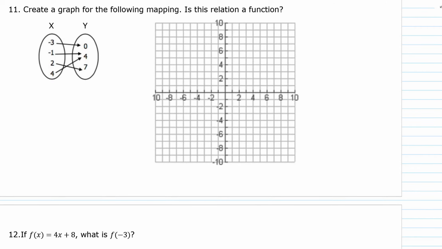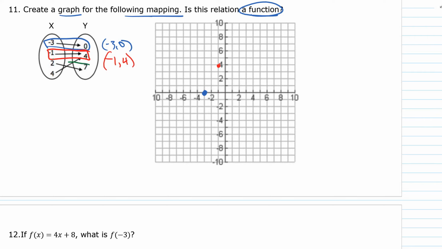Alright, question number 11. Create a graph for the following mapping diagram. Is it a function? So this one we have to do 2 things. Graph it, and then is it a function? So our first point would be -3, 0. Our next point would be -1, 4. So we go left 1, up 4.